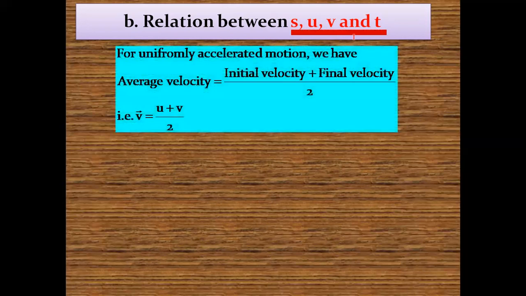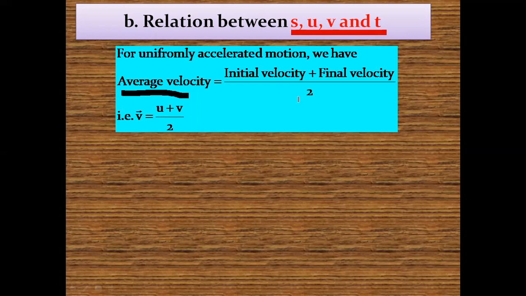Okay, let's find out the second equation of motion. Second equation of motion tells us about the relationship between s, u, v, and t. We find the second equation of motion from the definition of average velocity. We have two definitions of average velocity, and one definition tells us that average velocity is the arithmetic mean of the initial velocity and final velocity of a moving body.